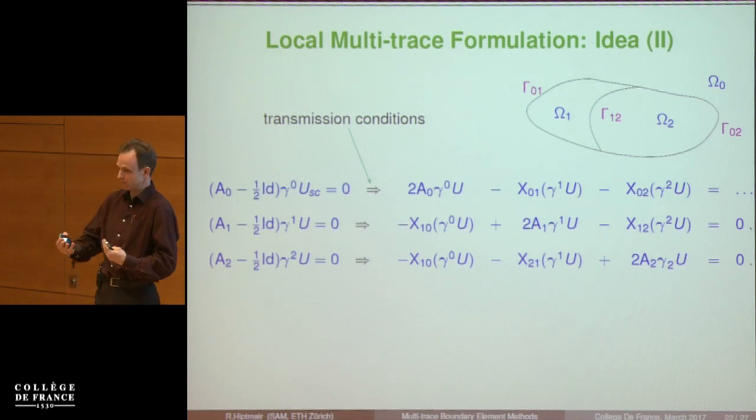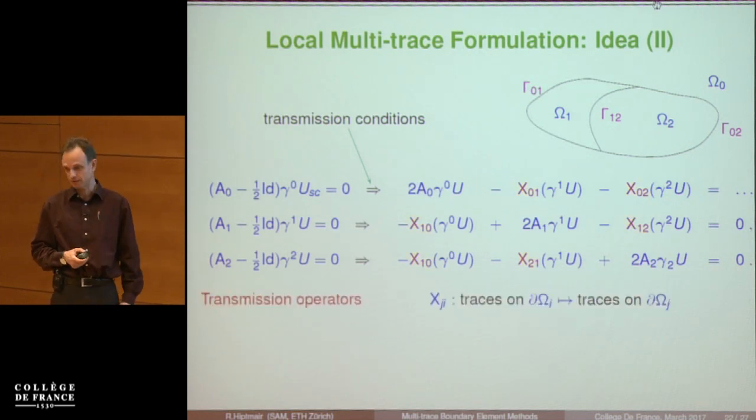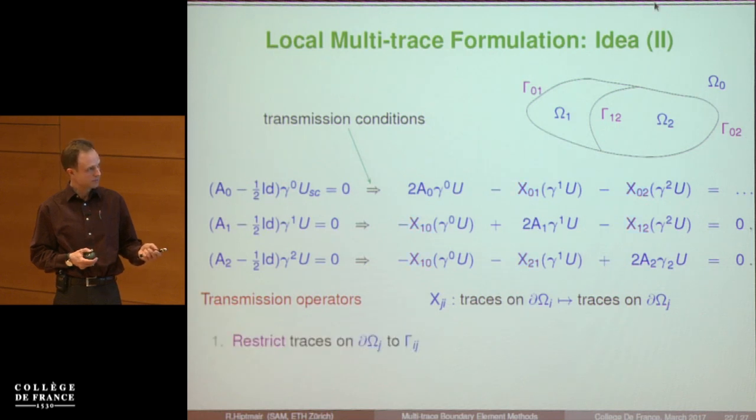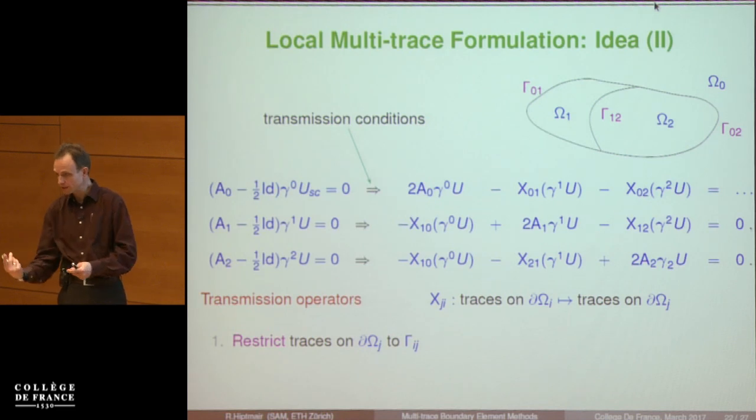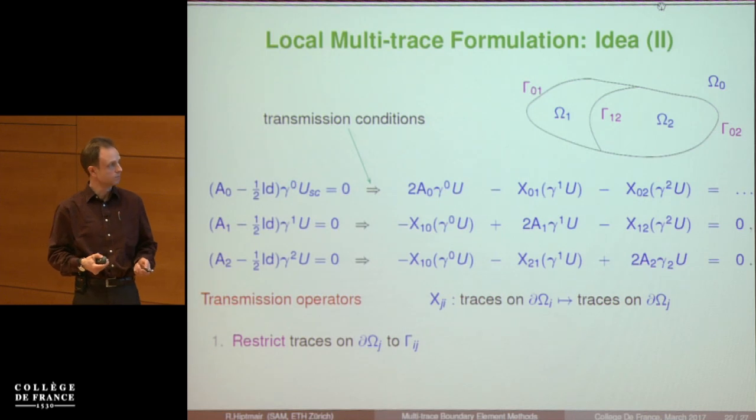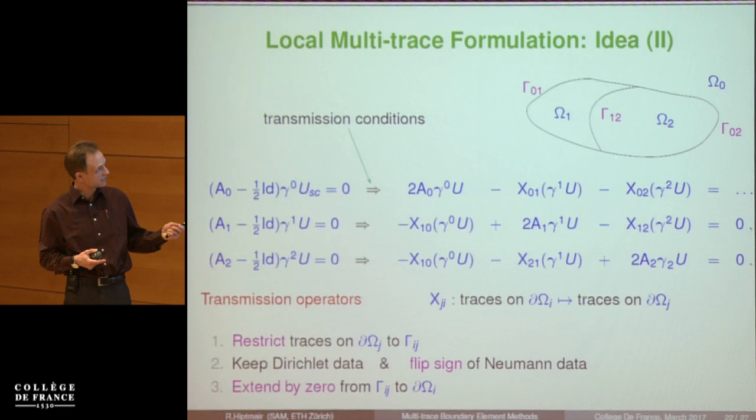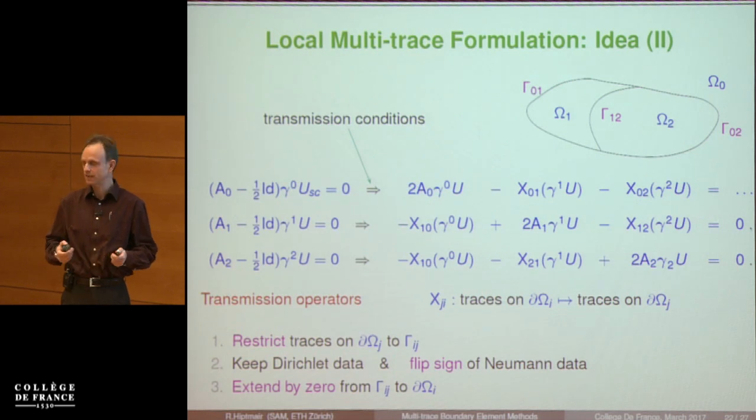Of course, you cannot simply do this. You have to do it through an operator, and this is this X, the trace transfer operator or transmission operator. What does it do, this X? This X takes a trace from one subdomain, restricts it to an interface, copies it to the other side, flipping the sign of the Neumann data in the process, of course, because this means a change of orientation, and then extends by 0. So this is the transmission operator. And now these transmission operators are used to replace these second parts of the Calderon identities. Crazy idea.